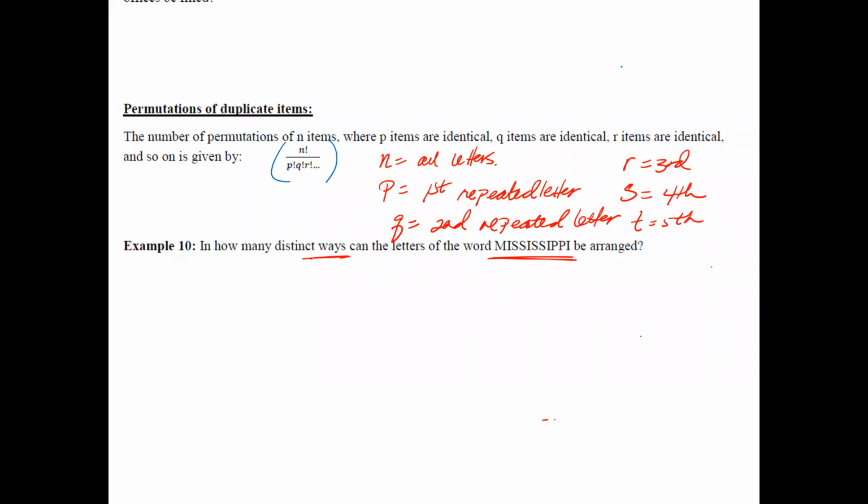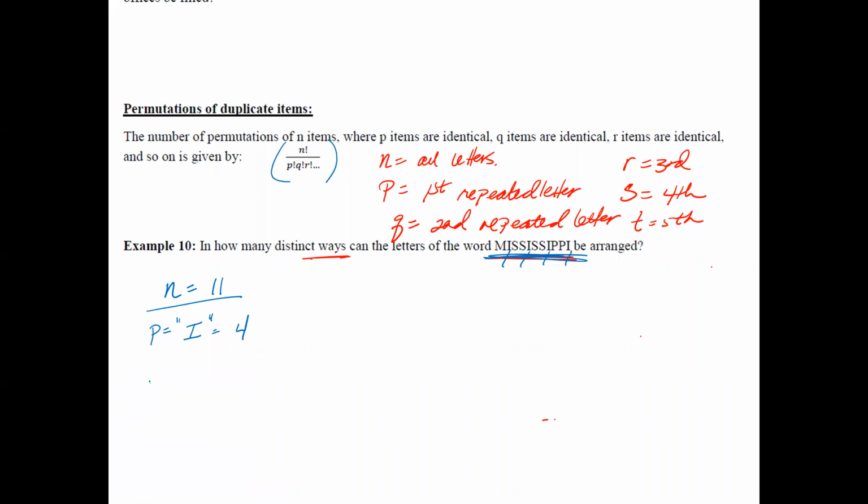Okay, so let's take a look at this. N is going to be all the different letters in the word Mississippi. How many are there? You can count them: 1, 2, 3, 4, 5, 6, 7, 8, 9, 10, 11. 11 letters in the word Mississippi. So then once I have that, I need to figure out what P is. P is going to be the first repeated letter. I is definitely repeated. How many times is I repeated? 1, 2, 3, 4. So 4 times.